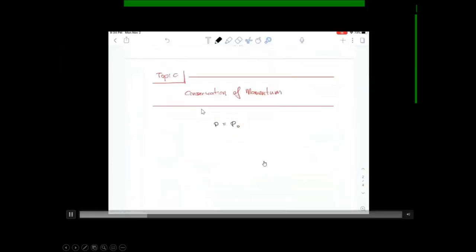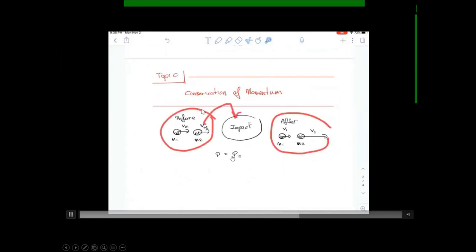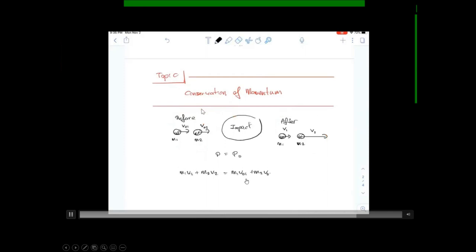So the summary statement is, if the momentum is conserved, which means that the momentum is going to be constant, so total momentum before impact will be the same as the total momentum after impact. And then you get the impact in the middle. All right, so total momentum before is the same as total momentum after. So here's the total momentum after, here's the total momentum before. So the net momentum of the system will remain constant.